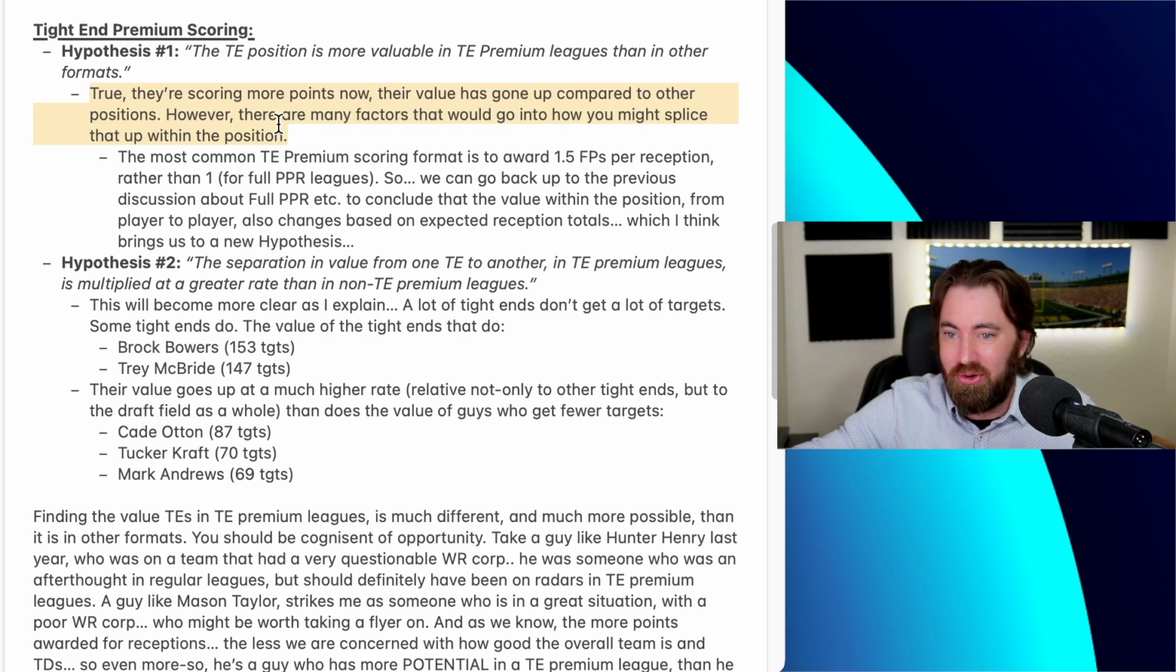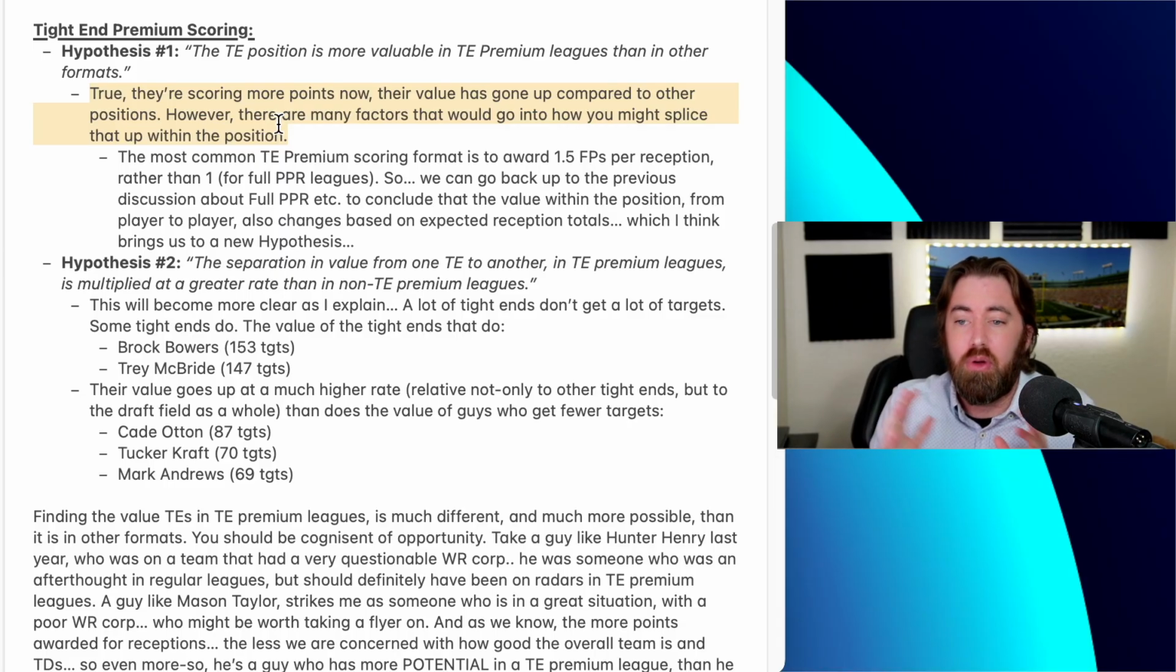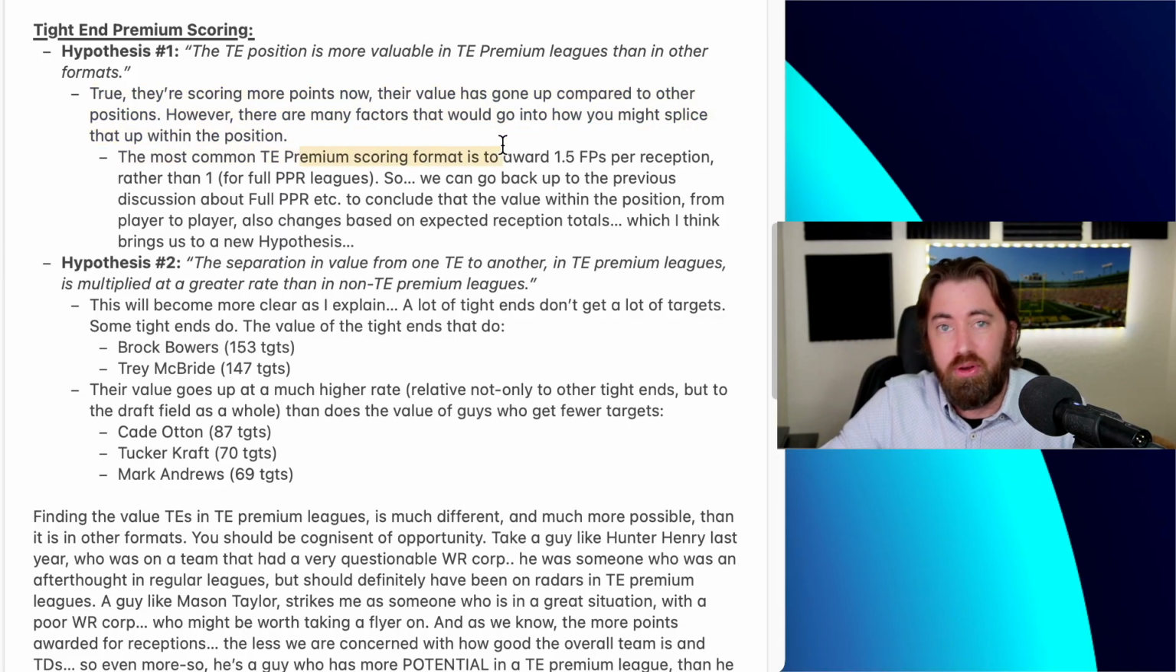The specific scoring format of the tight end premium league is going to alter some things as well. But the most common tight end premium scoring format is to award 1.5 fantasy points per reception rather than 1 for full PPR leagues, and I would say 1 compared to a half for half PPR leagues, or maybe a half compared to none in standard leagues.